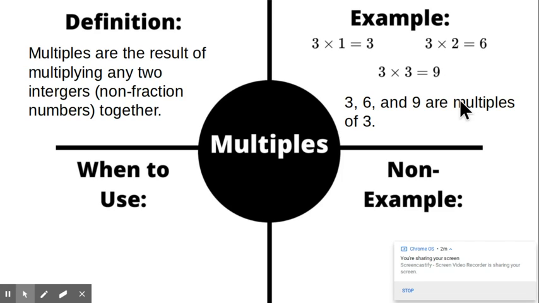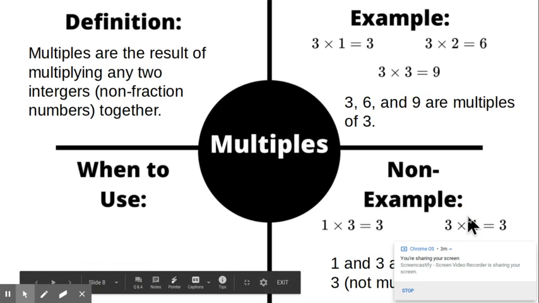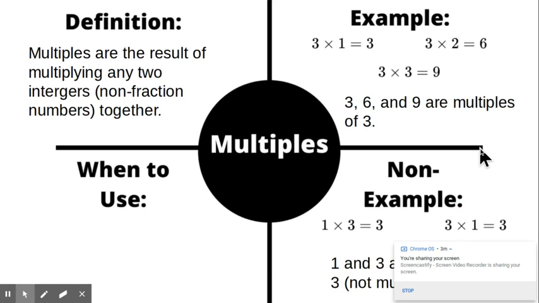Whereas before we were looking at the two numbers that we could multiply together to get a product for the number we're looking for, these are our number multiplied by something else. A number will have an infinite number of multiples. That means you can just keep multiplying by larger and larger numbers and getting more multiples of that number. So non-examples, again, 1 times 3 equals 3. 3 times 1 equals 3, but that means 3 and 1, they're not multiples. Those would be the factors of 3.